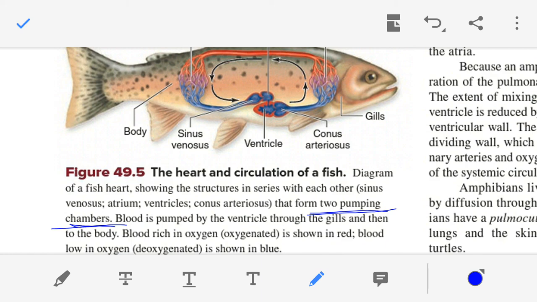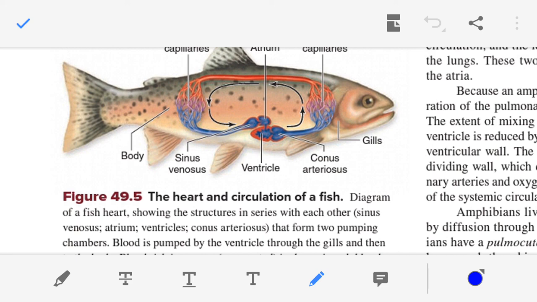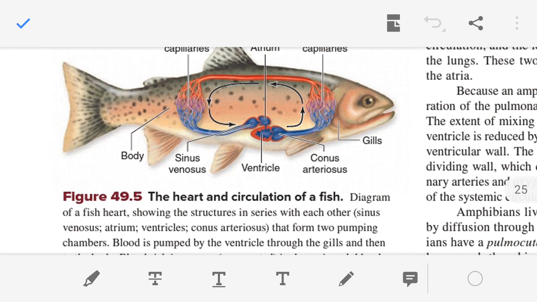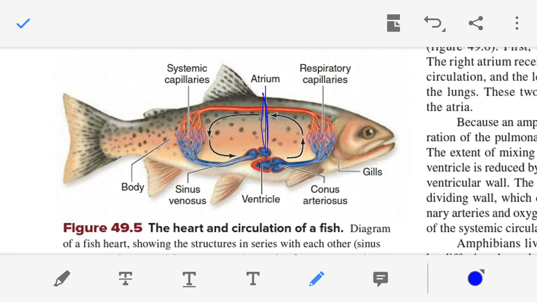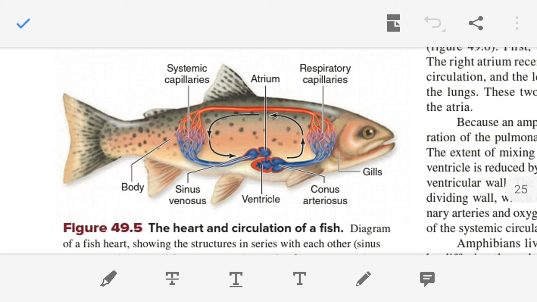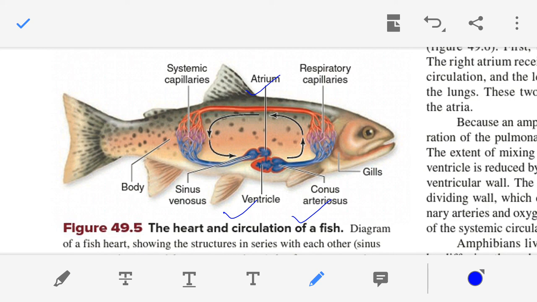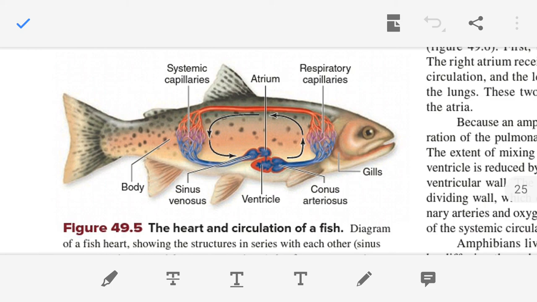For example, here, this one is the ventricle, then this one is the conus arteriosus, then this one is the atrium, and this one is the sinus venosus. So these 4, ventricle, conus arteriosus, atrium and sinus venosus, are making 2 pumping chambers. This one and this one, they are making 2 pumping chambers.